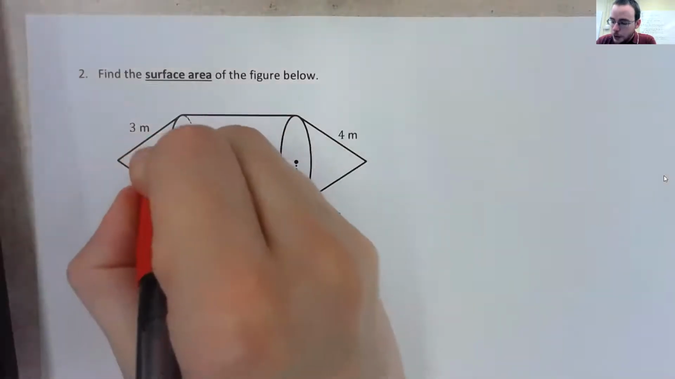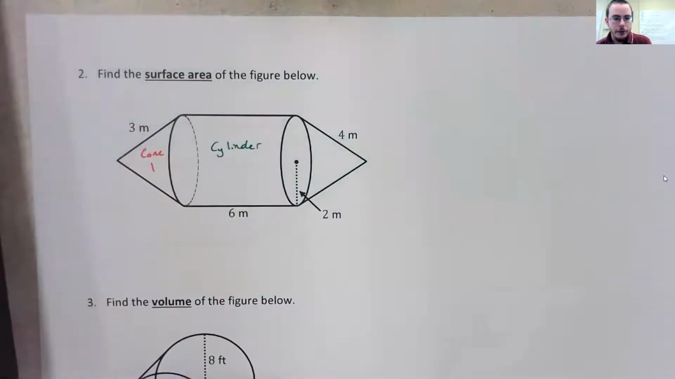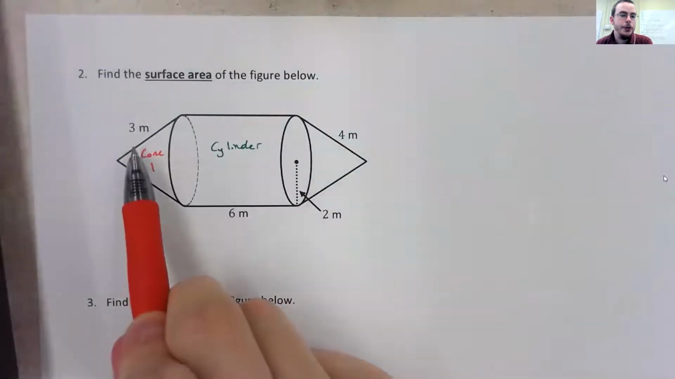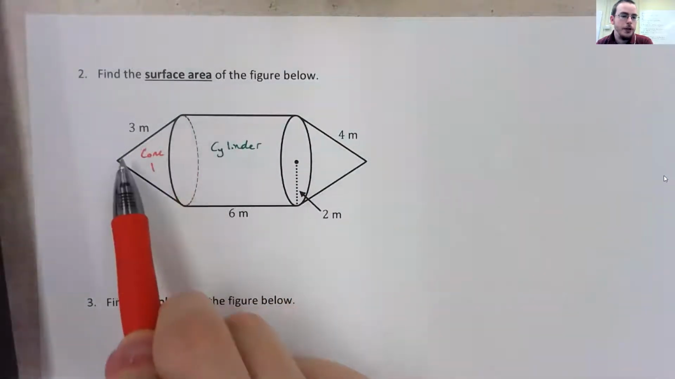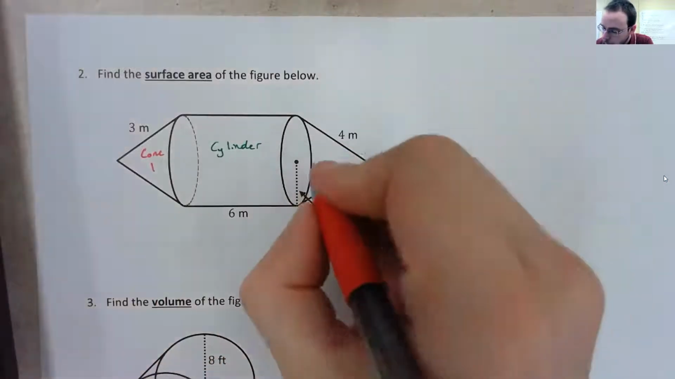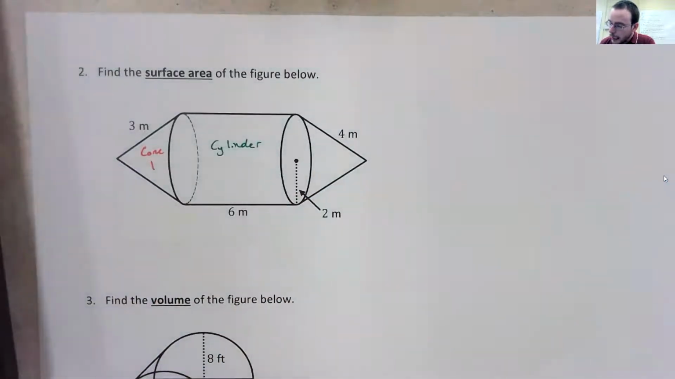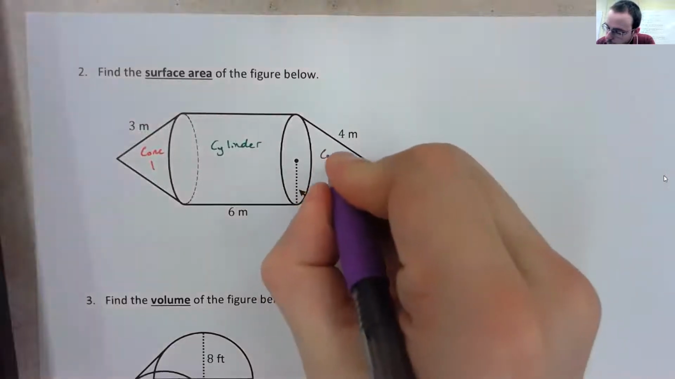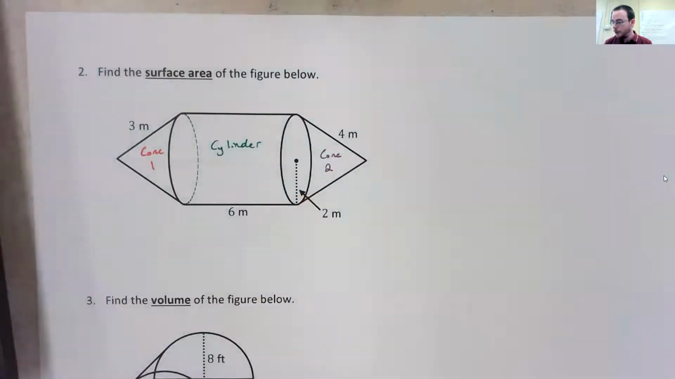Are those cones equal to one another? You should see that no, they're not equal to one another, because one of them has a slant length of 3 and the other has a slant length of 4. So we're going to have to do 2 different cones because they have 2 different measurements. We're trying to find the surface area, so we need to find the lateral areas, if possible, of the cones and cylinder.